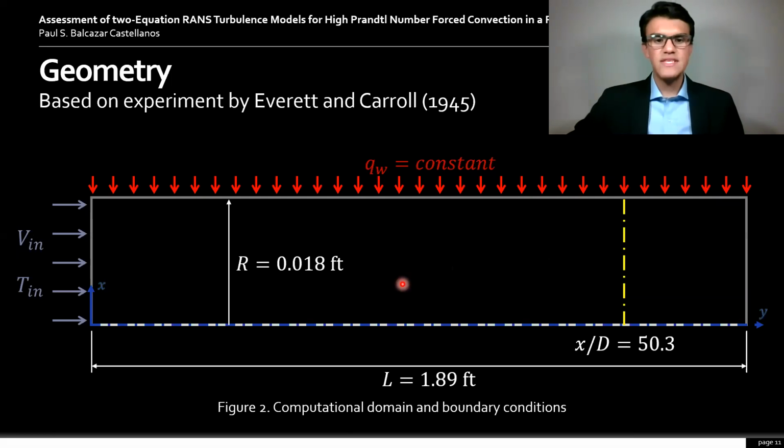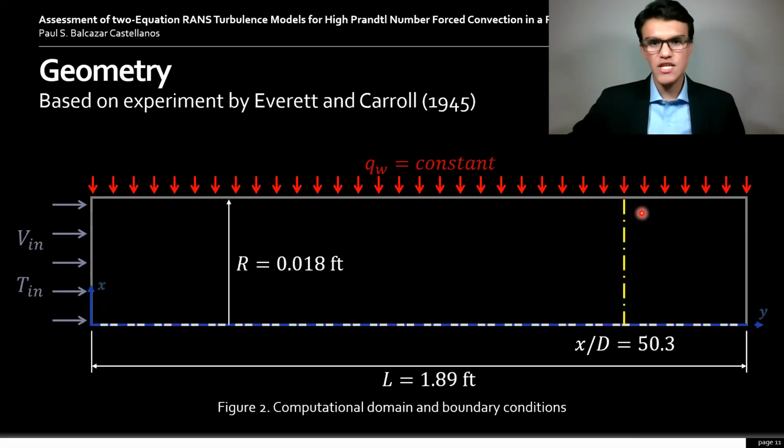The geometry of the system is a pipe of circular cross-section based on the experiment by Everett and Carroll in 1945. It was solved axisymmetrically in ANSYS Fluent with a constant wall heat flux and a uniform inlet temperature and velocity. Additionally, all data for analysis was taken from this radial line at approximately 50 diameters from the inlet.